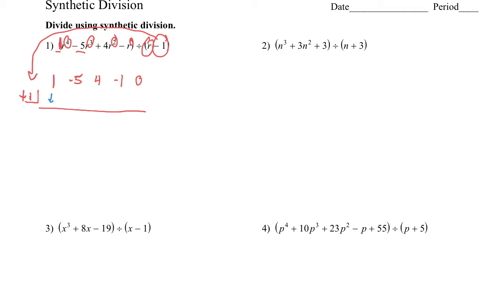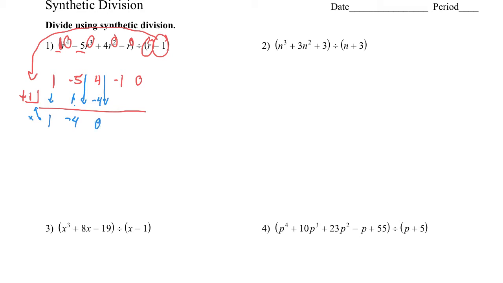You drop the first guy down, and then you multiply by whatever's in the box. So 1 times 1 is 1, and then you add straight down. So you multiply then add, multiply then add. So -5 plus 1 is -4. And then you multiply within the box. So -4 times 1 is -4. Then you add down. So then 4 plus -4 is going to be 0.